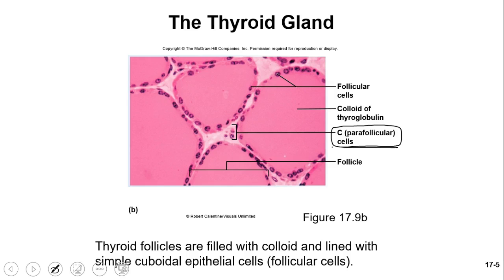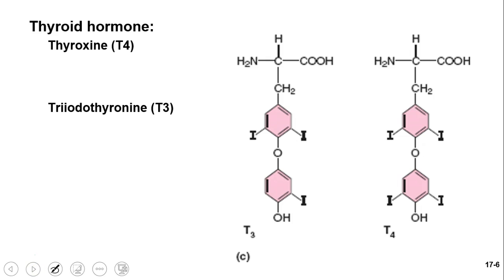So inside of there you have lots and lots of this protein, and then when we need thyroid hormone, basically they chop up the colloid into pieces and that gives you your hormone. We'll look at that later. Thyroid hormone is composed of two hormones. Thyroxine called T4 and T3 triiodothyronine.